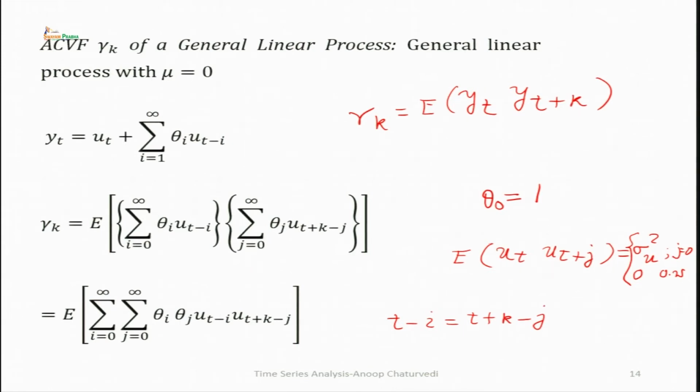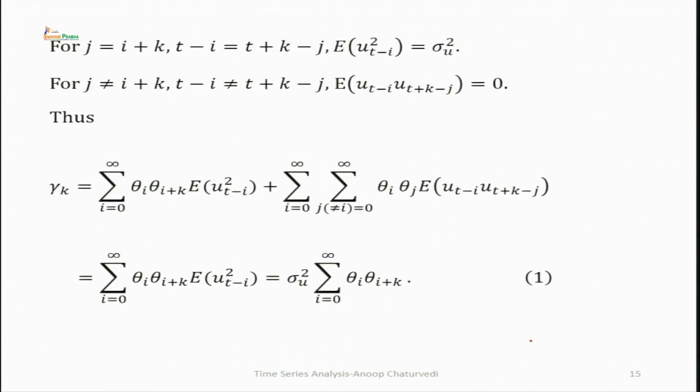So, only those terms for which t minus i is equal to t plus k minus j, the expectation is non-zero, and for all other terms the expectation is 0, or you can say for those terms for which i is equal to j minus k, or j is equal to i plus k. So, if j equal to i plus k, then you get a term with the expectation of u_{t-i} square, which is equal to sigma square u, and for j not equal to i plus k, you get a term expectation u_{t-i} u_{t+k-j}, which has expectation 0.